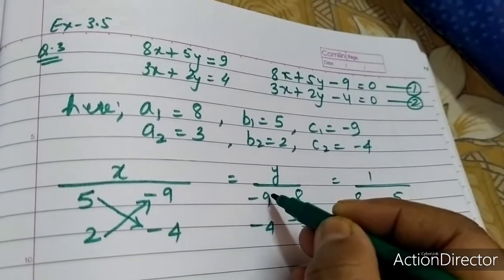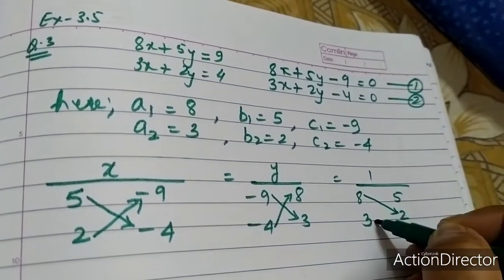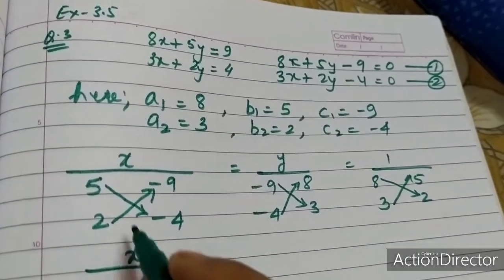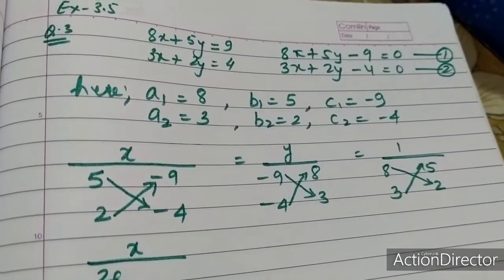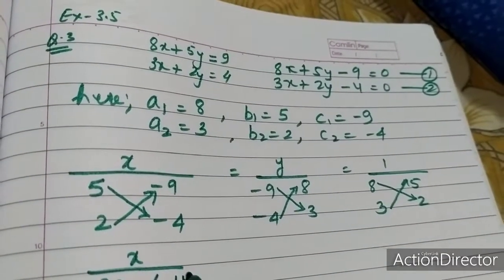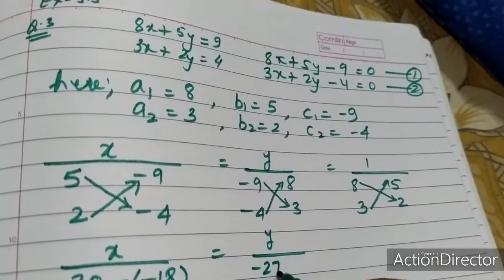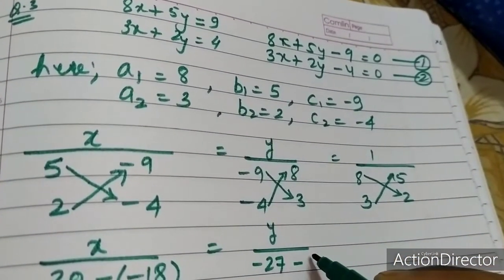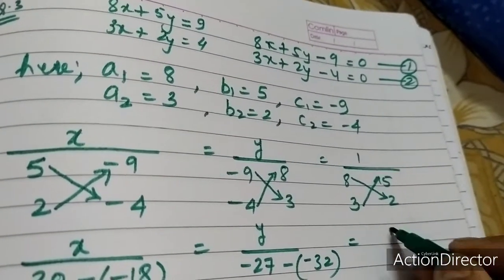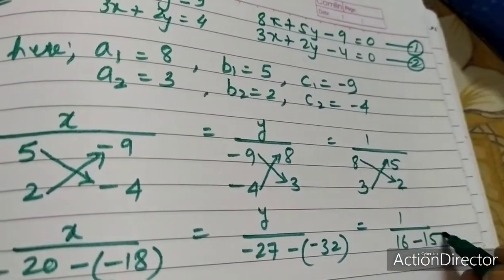Then cross multiply from the first column top to bottom and from bottom to top. Similarly, top to bottom from the first column, and multiply these two. So we write x. 5 into minus 4 is minus 20, minus sign, and when you multiply these two, 2 into minus 9 is minus 18, equal to y upon minus 9 into 3 is minus 27, with a minus sign because of the formula, then minus 4 into 8 is minus 32, equals 1 upon 8 into 2 is 16, minus 3 into 5 is 15.